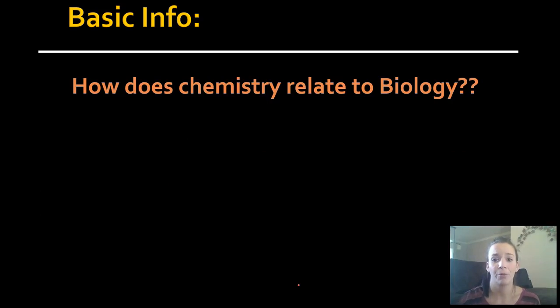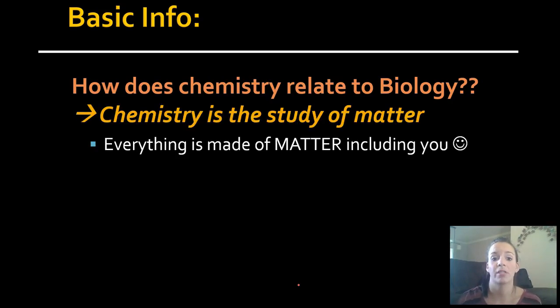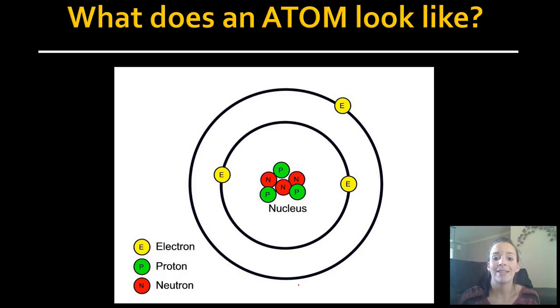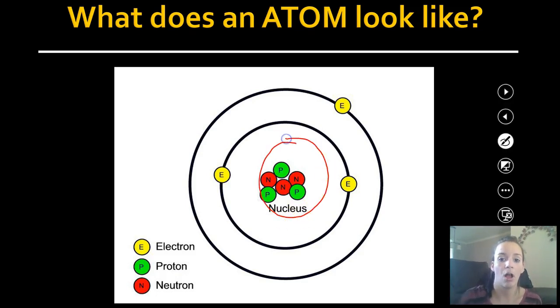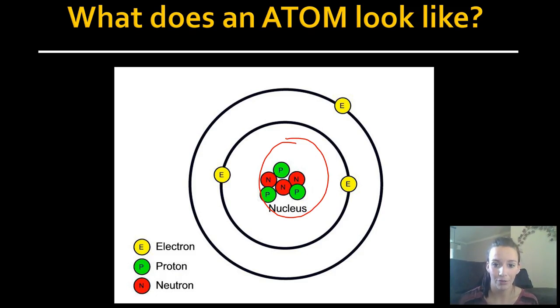So how does chemistry relate to biology? Chemistry is the study of matter, and conveniently enough, everything's made of matter, including you. So what does an atom look like? If you see here, we have the nucleus, which is all of the protons and neutrons inside the nucleus, and then the electrons are located outside of the nucleus.